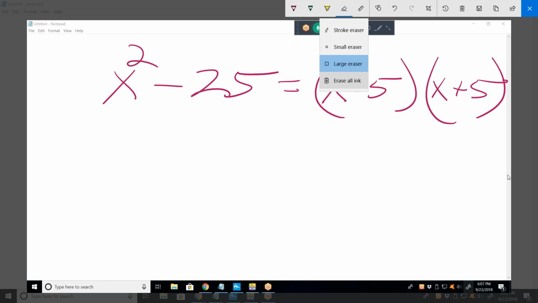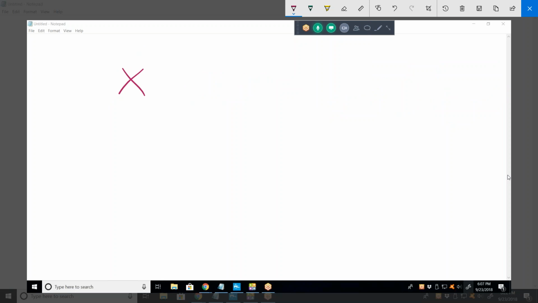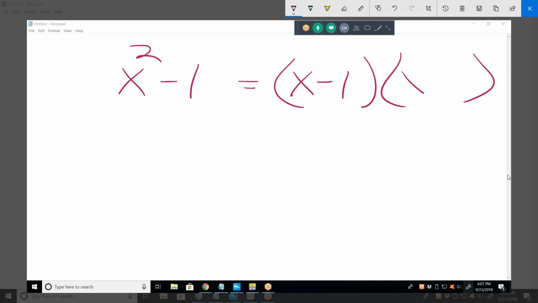Okay? Now, there's one that a lot of people overlook. It's that one right there. What's that equal to? Is 1 a perfect square is the question. Yes, it is. So what is the answer? You got it. Now, I'm going to make it a little harder.